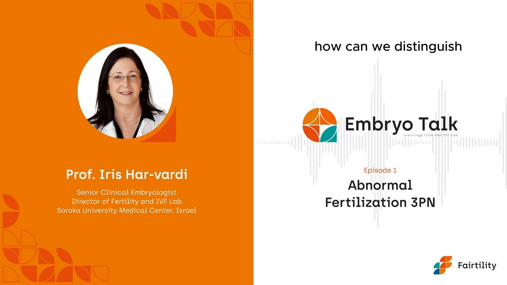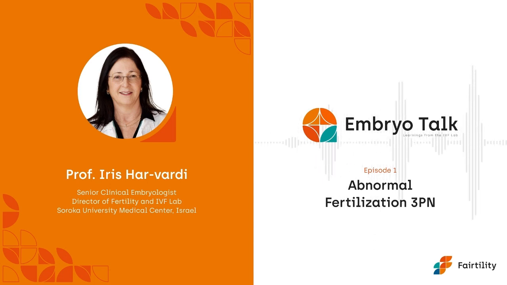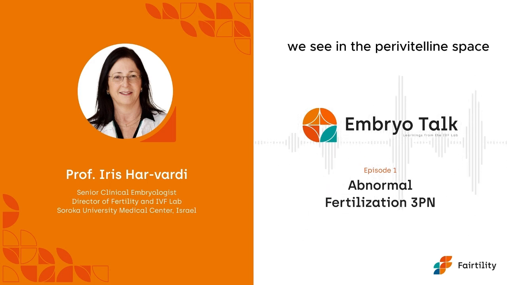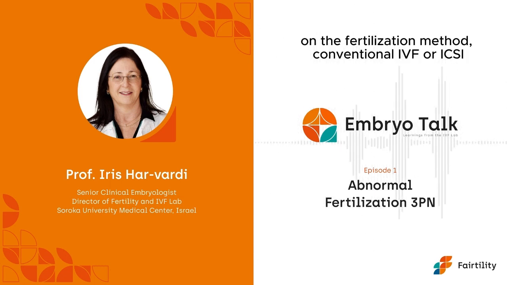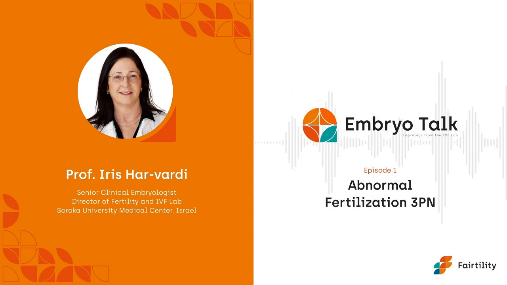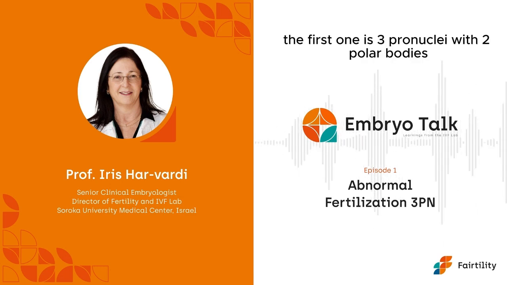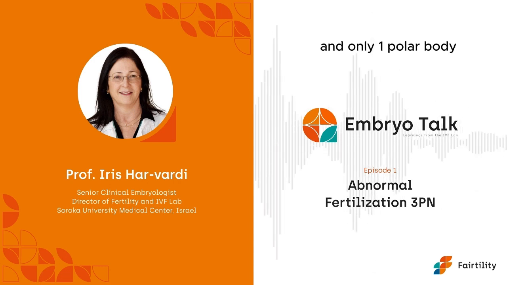How can we distinguish between the two types of triploid fertilization? Firstly, it depends on how many polar bodies we see in the perivitelline space, and secondly, on the fertilization method, conventional IVF or ICSI. Basically, there are two different scenarios. The first one is 3 pronuclei with 2 polar bodies, and the other option is 3 pronuclei and only 1 polar body.